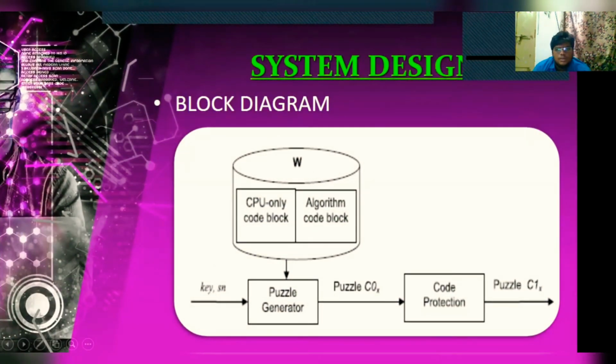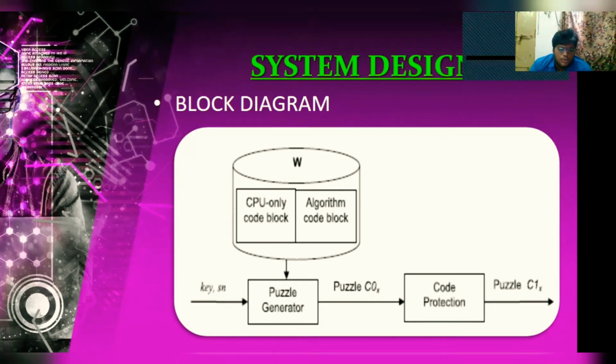Followed by system design. Here we can see the system block diagram of our system, in which it has words like W, KSN, puzzle and so on. This work goes on at the server side, in which W means the code block warehouse, which has CPU blocks of code and algorithm code.